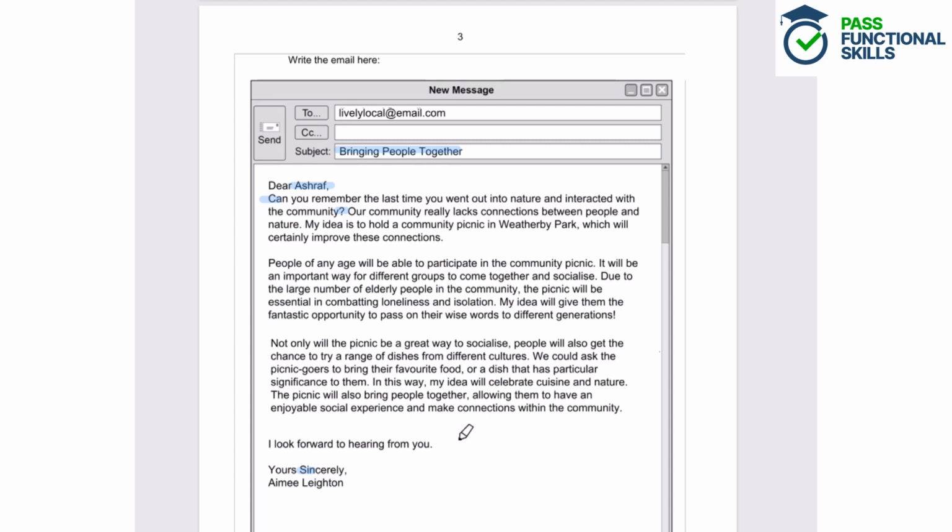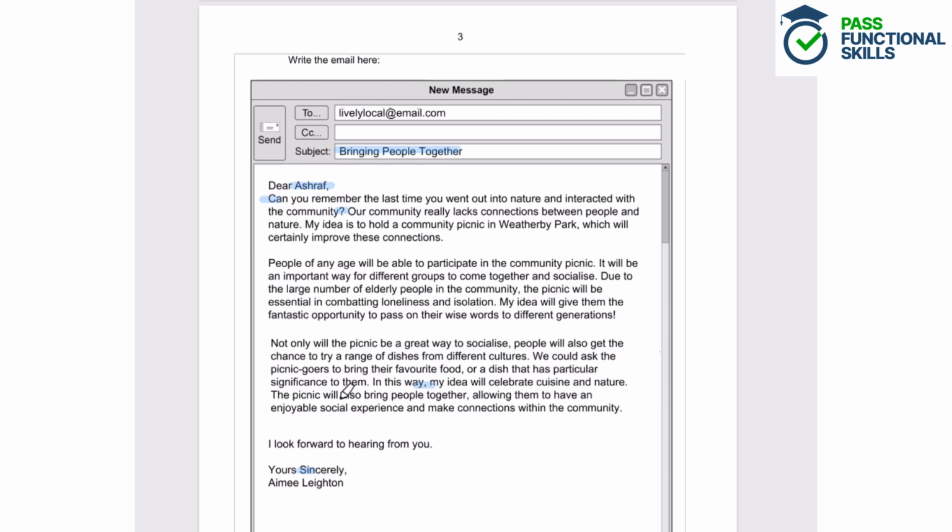So take care to make sure that you're using capital letters correctly. We also have commas that have been used throughout the answer, and these add further detail to sentences and separate out clauses. So for example, we have "in this way" and then a comma because we are going to introduce this idea. "My idea will celebrate cuisine and nature."